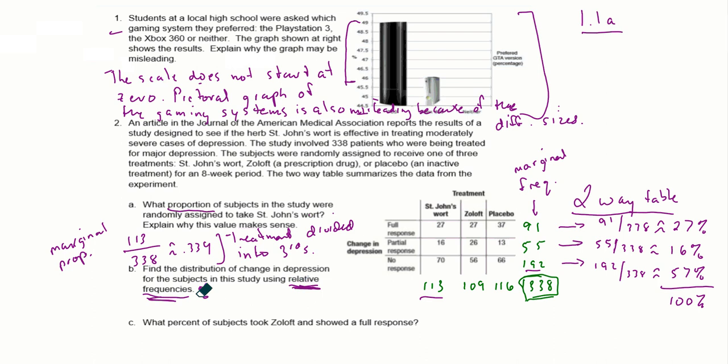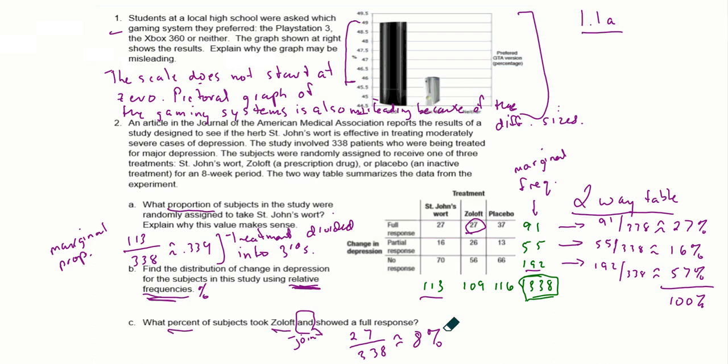Next, it says, what percent of subjects took Zoloft and showed a full recovery? The "and" means we're going to do a joint proportion. We're looking for Zoloft and had a full response, so it's 27 out of 338, which gives us approximately 8%. About 8% of the people took Zoloft and had a full recovery, and that's what we have there.